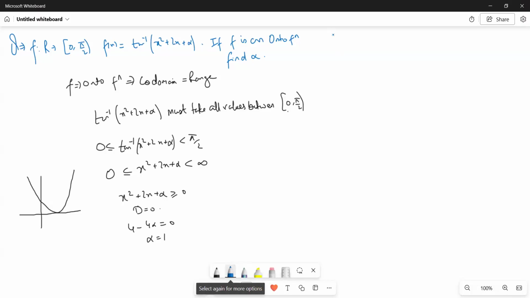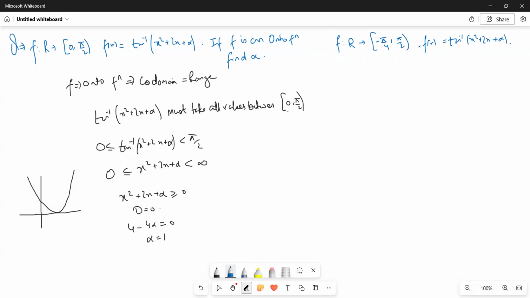ठीक, अच्छा मान लो सेम क्वेश्चन है. What if I just change it to this? Function is R defined from minus pi by 4 to pi by 2. Everything is the same. ठीक है, सेम f(x) है, सेम ऑन टू है. तो कैसे करेंगे क्वेश्चन को? What should be alpha in that case?